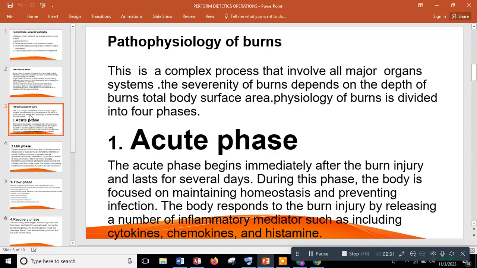Then we move to pathophysiology of burns. This refers to the complex process that involves all the major organ system. The severity of burns depends on the depth of the burn and total body surface area. This pathophysiology of burns is divided into 4 phases. The first phase, we have the acute phase. This begins immediately after the burns and lasts for several days. During this phase, the body is focused on maintaining homeostasis and preventing infections. The body responds to the burn injuries by releasing a number of inflammatory mediators such as cytokines, chemokines, and histamines.